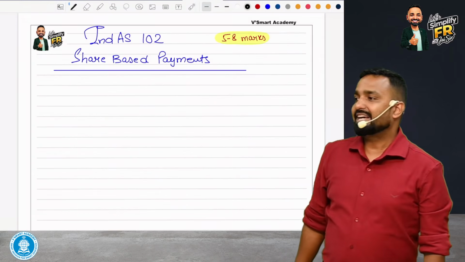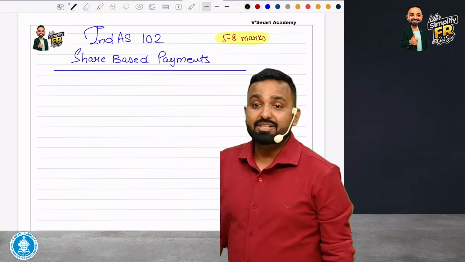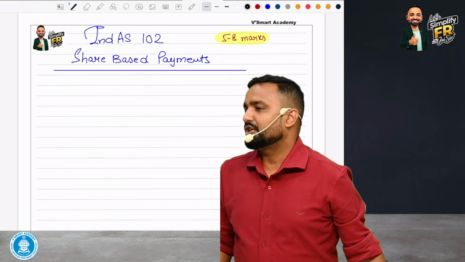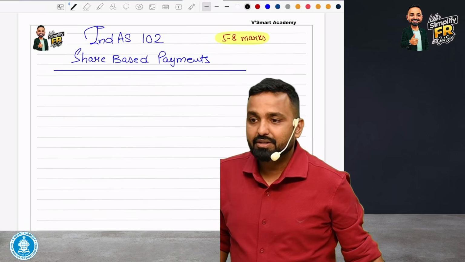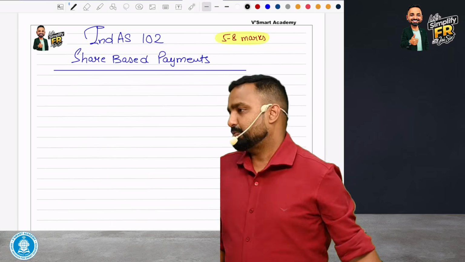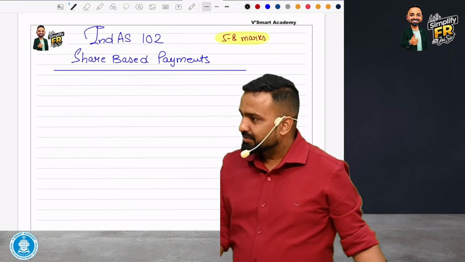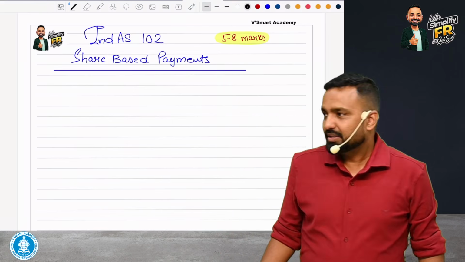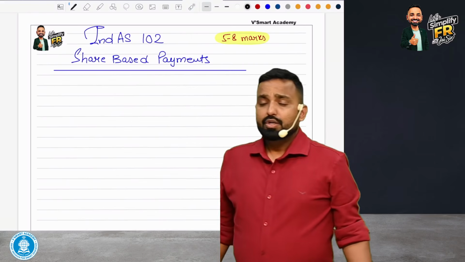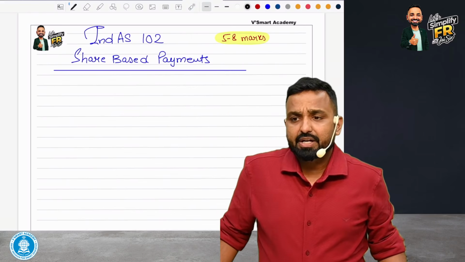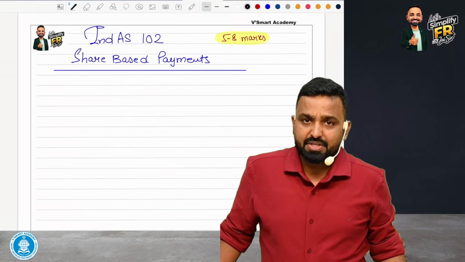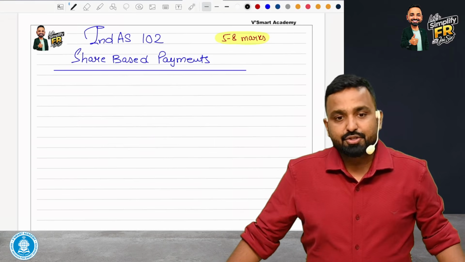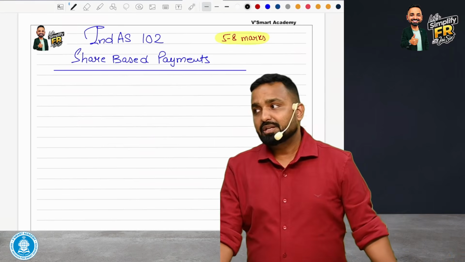Fifth, exercise price. Exercise price is simply the offer price. I will give you the shares at 80 rupees. What is that? Exercise price. That means the concessional price. Are you guys understanding or not? That is called exercise price. In my example, what was the grant date? 1st April 26. What was the vesting date? 31st March 29. When you will become eligible? 31st March 29.